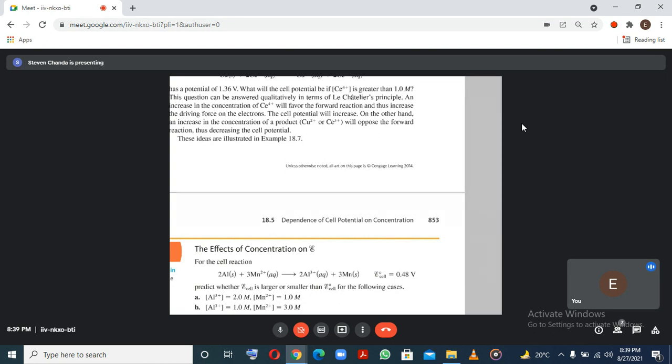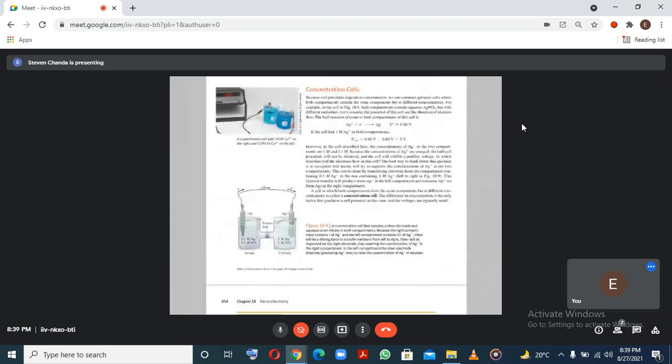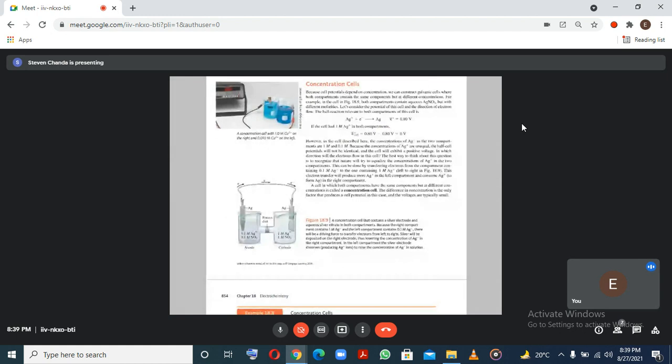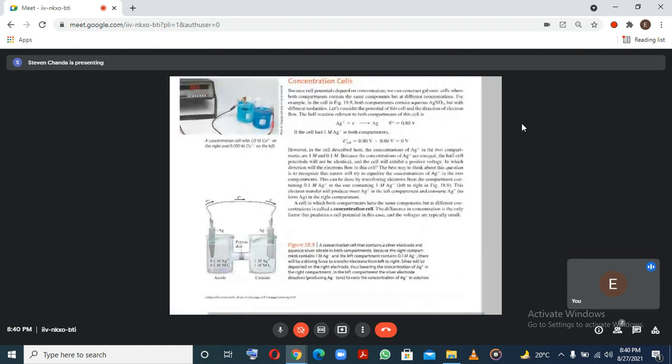Then we now go to the concentration cells. So what are concentration cells? This was something that I was about to talk about earlier on. With the concentration cells, I'm sure you may be aware that all the cells that we've been talking about so far have had different components on the cathode and on the anode.